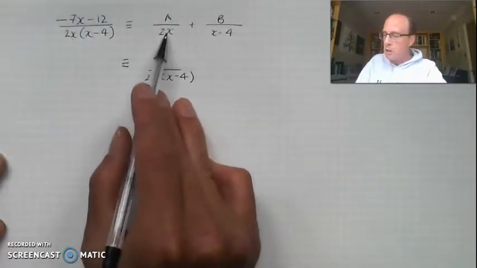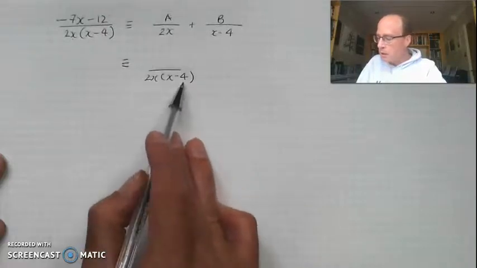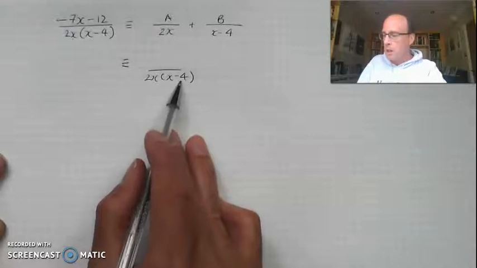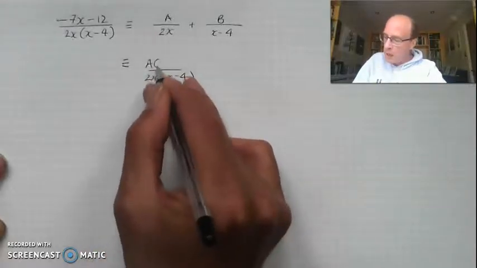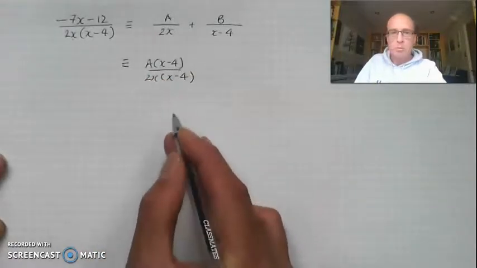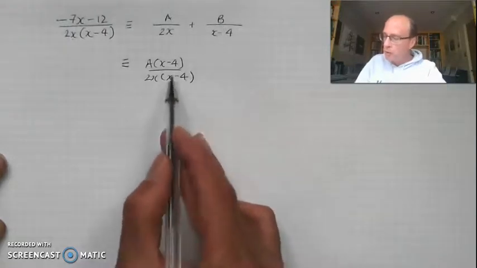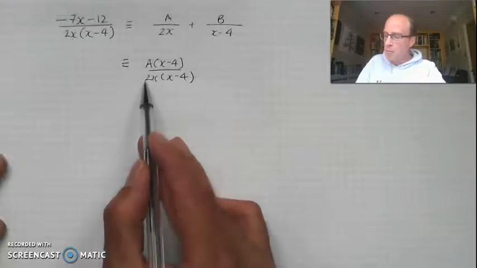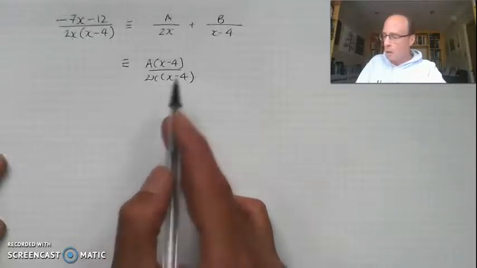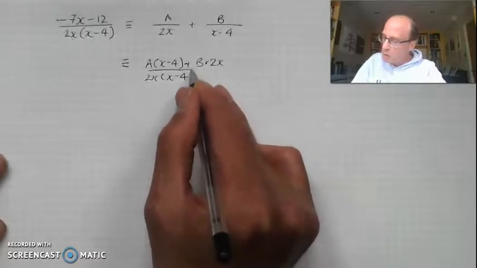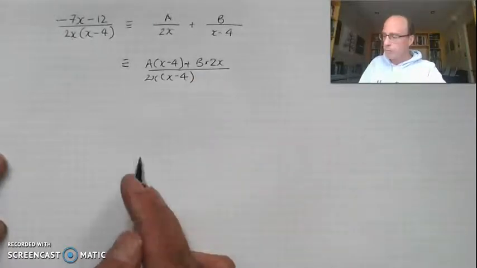So for the first fraction, what do I multiply that by to get this expression? Well, I've got the 2x already, so I need to multiply top and bottom by x minus 4. So we get a times (x minus 4). And then the second term, we've got b over x minus 4, so I've already got the x minus 4 term. I need to multiply top and bottom by 2x. So plus b times 2x.